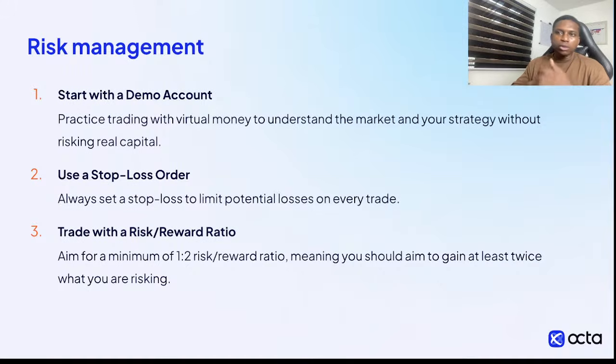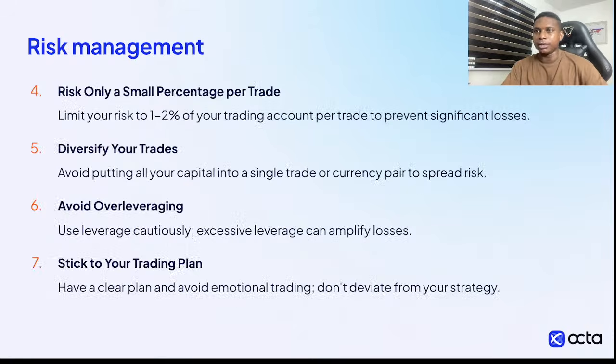2, you have to use a stop loss order. Always set a stop loss to limit the potential losses on every trade. 3, trade with a risk to reward ratio. Aim for a minimum of 1:2, meaning you should aim to gain at least twice of what you are risking. Also, risk only a small percentage of capital per trade. Diversify your trades, avoid over leveraging, and stick to your trading plan.